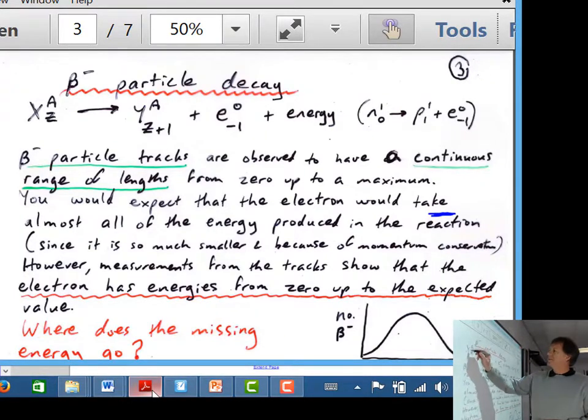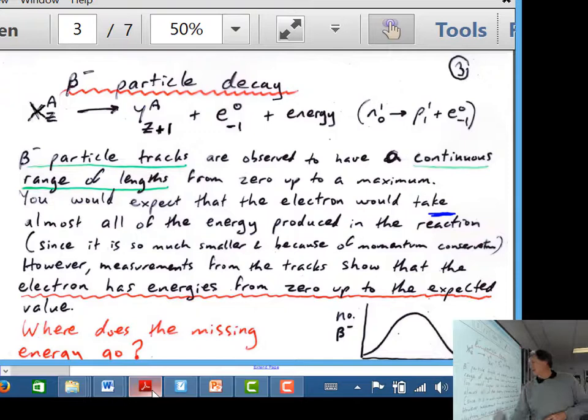A general equation can be done as X is an element with a mass number of A, atomic number Z. So the mass number does not change, the nucleon number does not change, but the charge inside the nucleus goes up by 1. You're turning a neutron into a proton. In that general equation you've got a negative electron coming out plus some energy. And to actually balance this, you should get a neutrino and antineutrino.